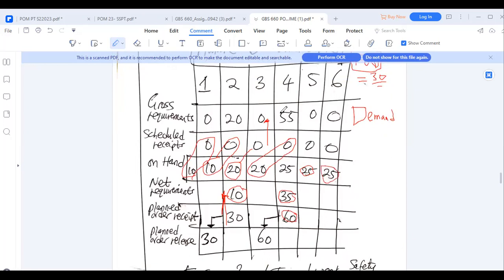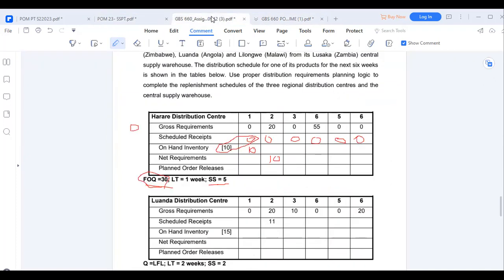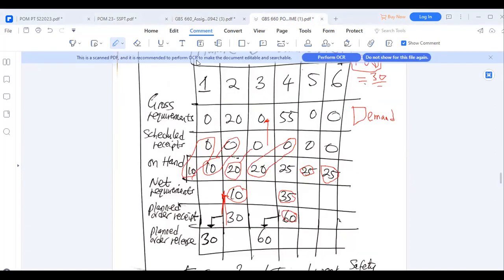What's the lead time? Lead time in this case was given. Our lead time was what? Our lead time was actually 1 unit. All right, so it was 1 week. So meaning that for you to have a receipt in that week, okay? So for us to have a receipt in this week, this one would have been released 1 week before, so come back 1 week. If the lead time was 2, this would have come backwards twice.